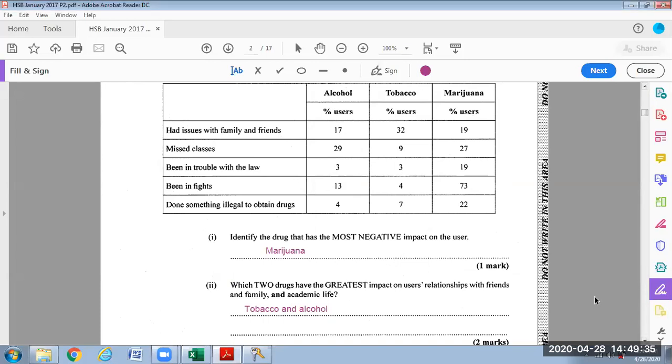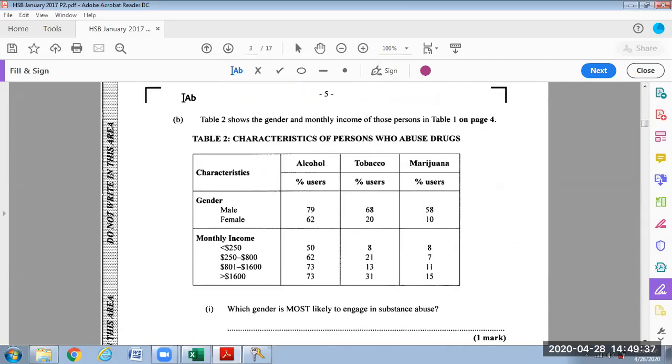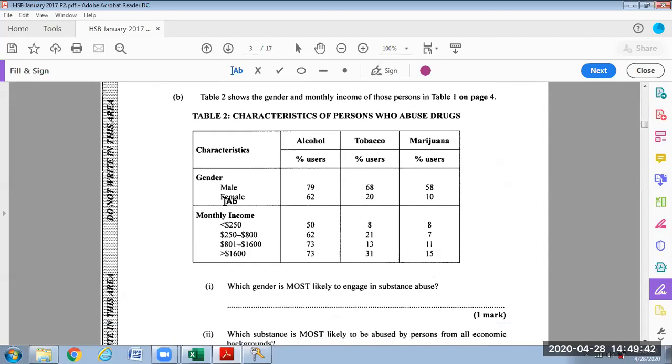All right, next one. Table 2 shows the gender and monthly income of those persons. So gender, male and female, monthly income. Which gender is most likely to engage in substance abuse? Male. So we're seeing 79, 68, 58. Females is 62, 20, 10 less. So the answer is male.